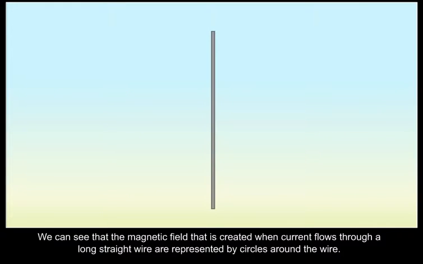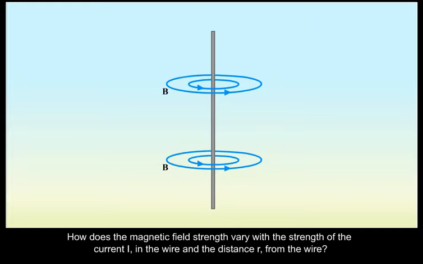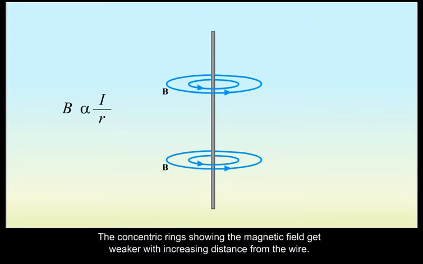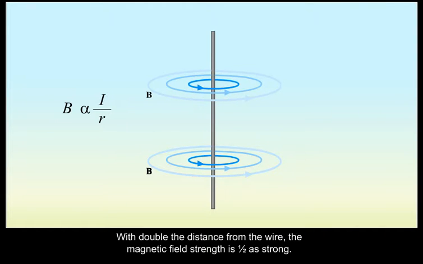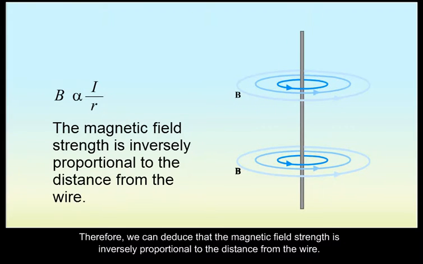We can see that the magnetic field that is created when current flows through a long straight wire is represented by circles around the wire. How does the magnetic field strength vary with the strength of the current I in the wire and the distance r from the wire? The concentric rings showing the magnetic field get weaker with increasing distance from the wire. With double the distance from the wire, the magnetic field strength is half as strong. Therefore, we can deduce that the magnetic field strength is inversely proportional to the distance from the wire.